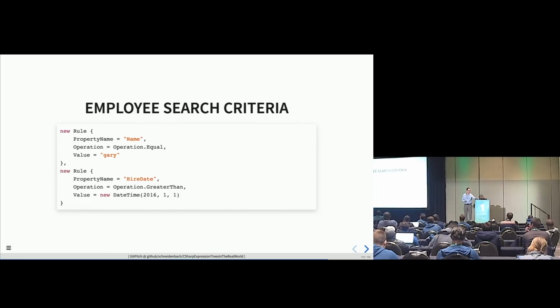And then what we have is we're making a search system. We're making a filter system. And we want to translate the intent of that filter. For some reason or another, it's really complicated, so expressions come to the rescue, right? So we're going to define our rules in memory. So we can say name equal to Gary and hire date greater than 1/1/2016.